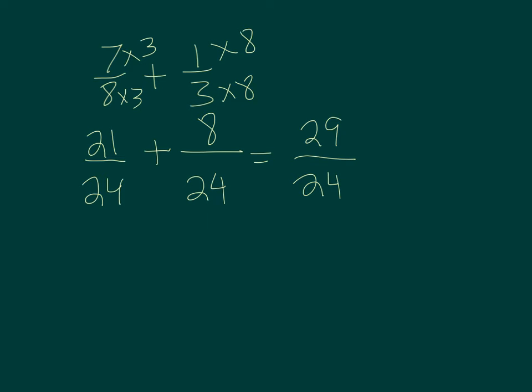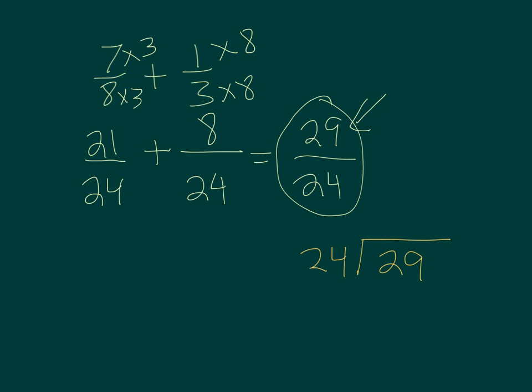And now I have another problem. I have an improper fraction, and with most of our math we don't like this. So we need to do another step in our simplification process. My problem as it stands now says 29 divided by 24. So let's set that up as a division problem. Okay. How many times will 24 go into 29? The answer is 1 time. Put my 24 there and subtract. I get 5.